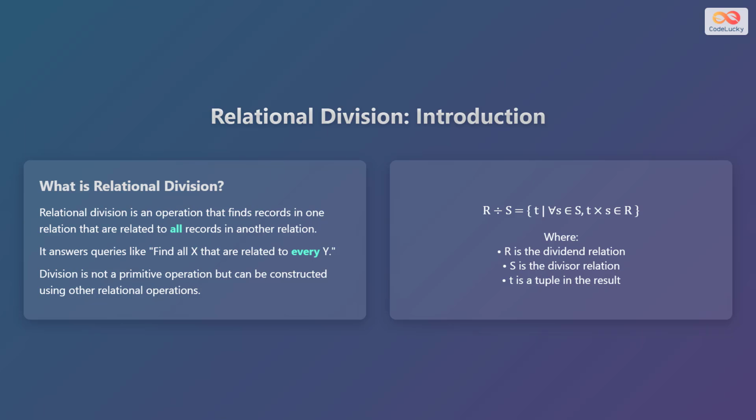It is important to know that division is not a basic operation. Rather, it can be created using other relational operations such as selection, projection, and set difference. Here's the formula for relational division. R divided by S equals the set of t such that for all s in S, the tuple t combined with s is in R. In this formula, R is the dividend relation, S is the divisor relation, and t is a tuple in the result.